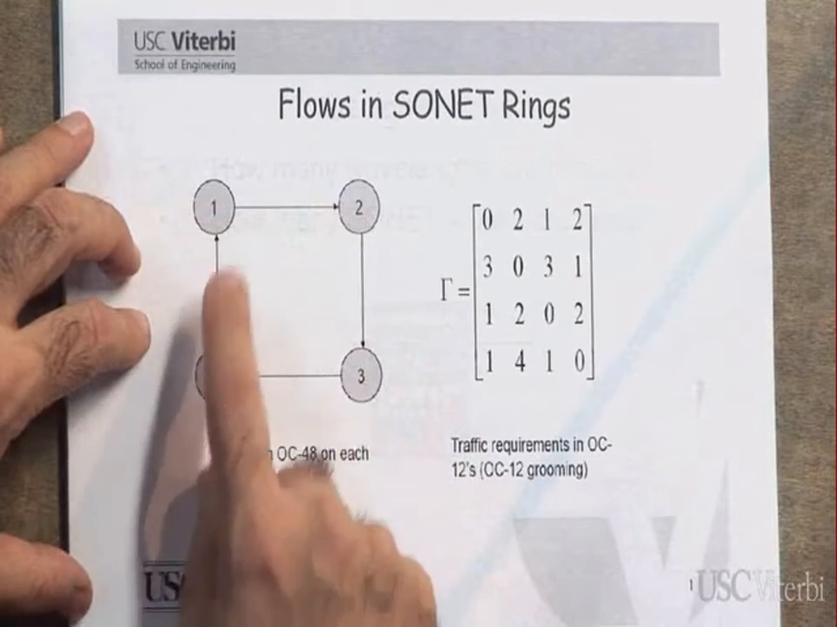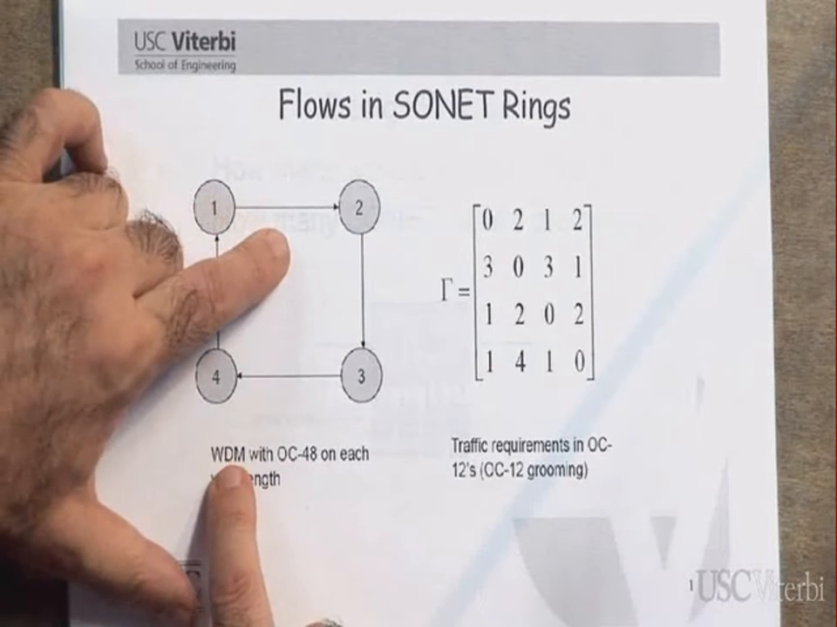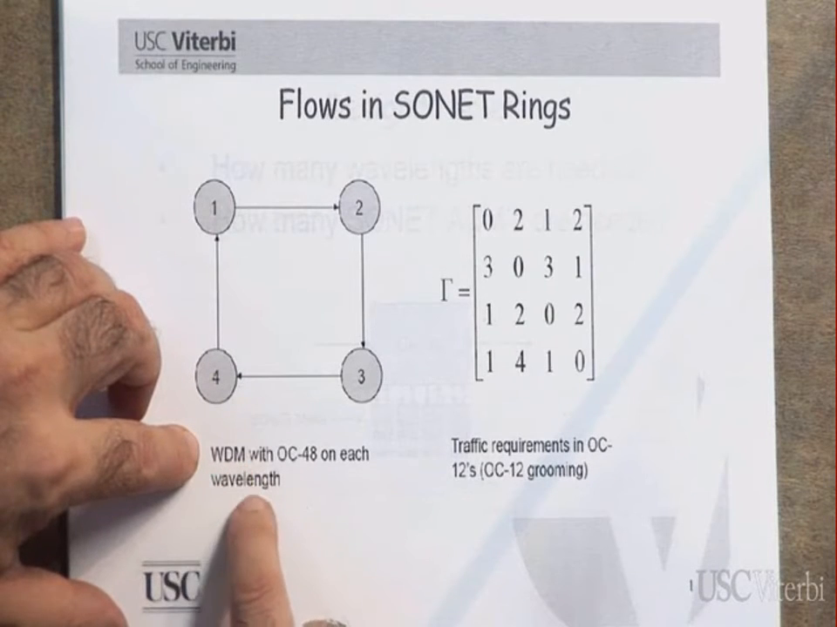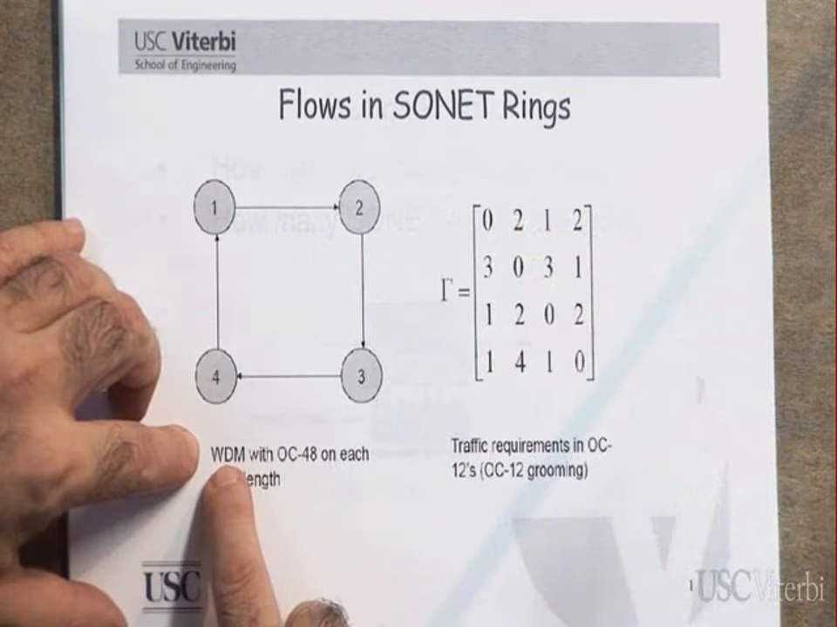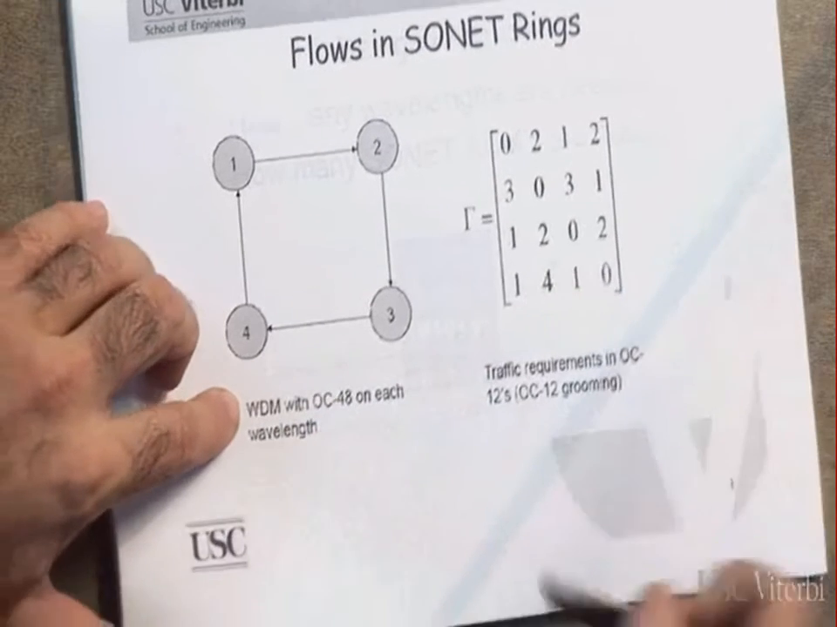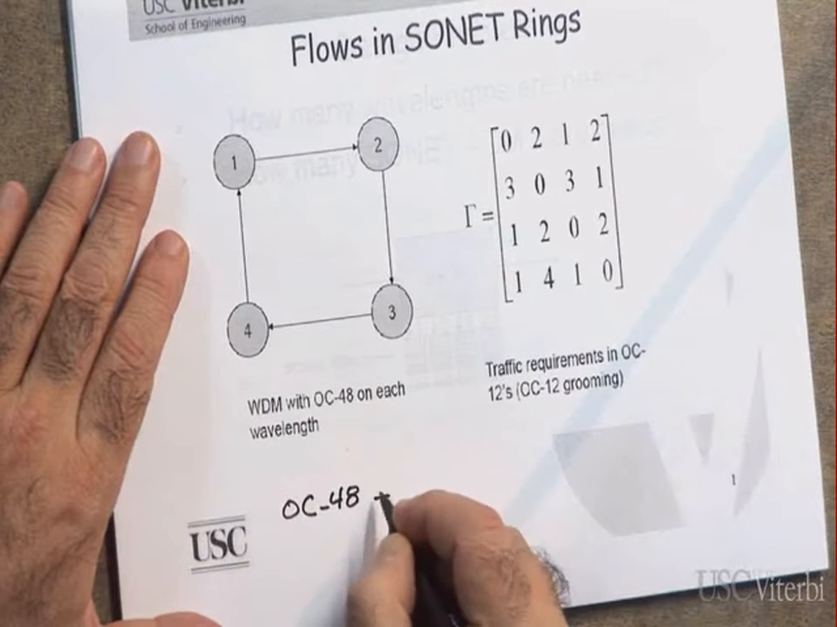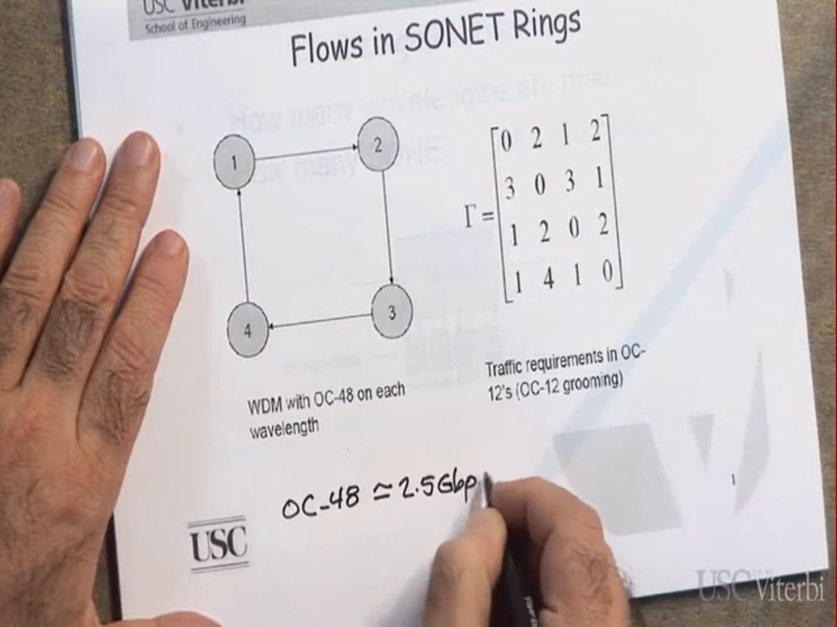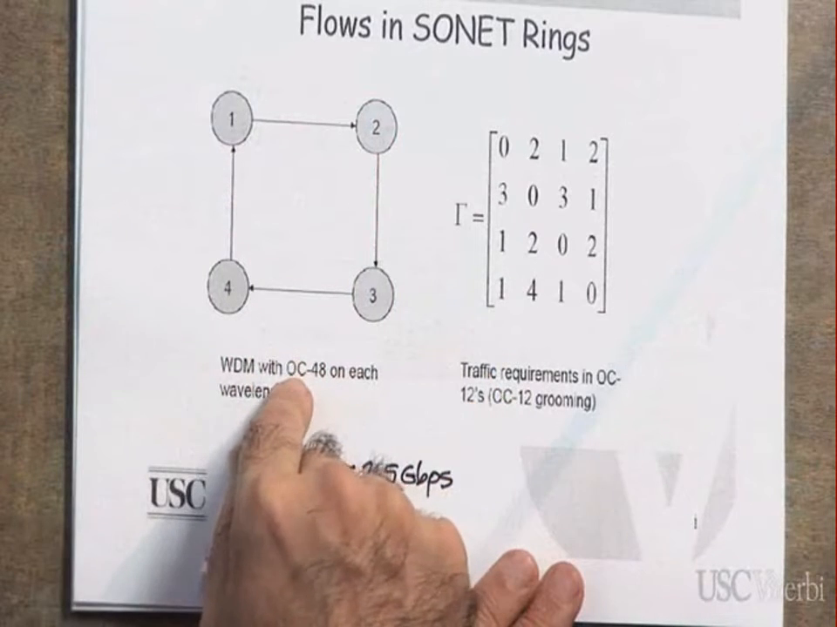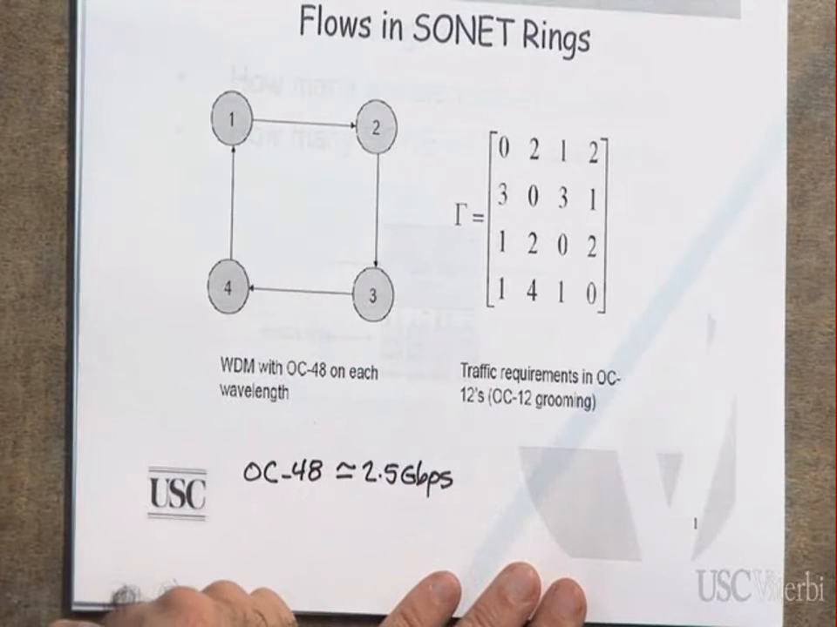What we have here is 4 nodes, for example 1, 2, 3, 4, connected by WDM, wavelength division multiplexing. Every wavelength, just as an example, every lambda can support OC48 traffic. OC48 is roughly 2.5 gigabits per second. So on every wavelength, there is support for OC48, the data rate.